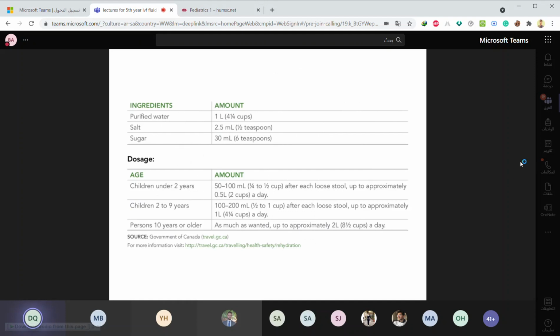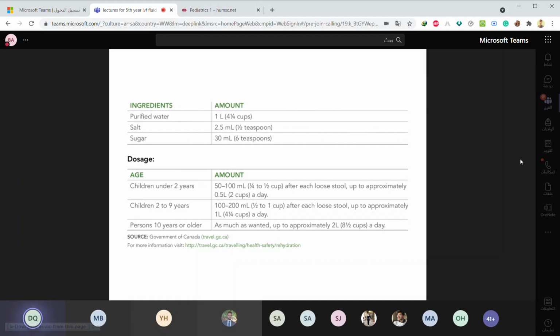The ingredient is water, salt, and sugar in certain ratio, and depend on the age of the patient. If the child's below 2 years, we use 50 to 100 ml after each loose stool, up to approximately half a liter per day. If the child's up to 9 years, we use 100 to 200 ml after each loose stool. So we use oral rehydration solution to replace the ongoing losses from diarrhea, for example.